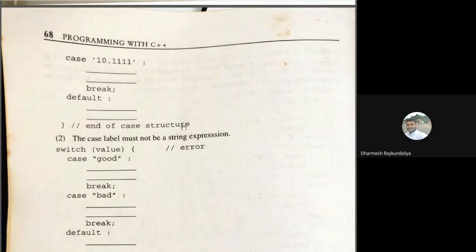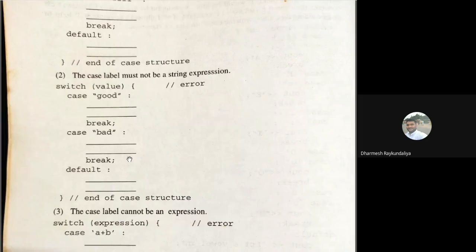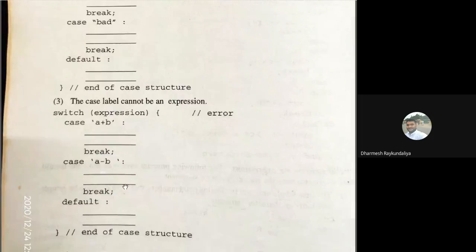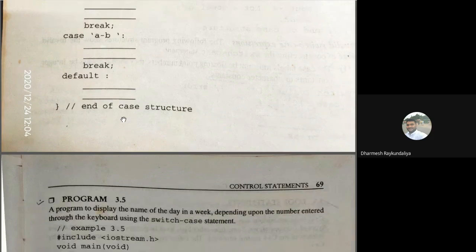Here, what is the error? The case we have given is a string. So a string constant is also not allowed as a case label. It is only integer as well as character constants. Now what is the error here? The case label cannot be an expression. Expressions can be allowed elsewhere, but it is not allowed as a case constant. So that is the error.